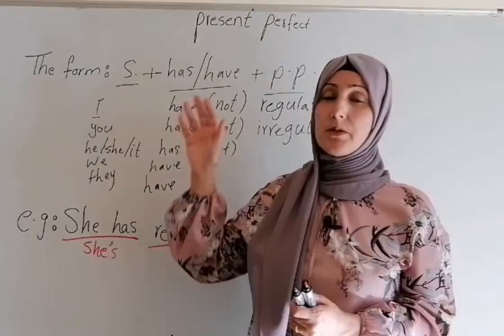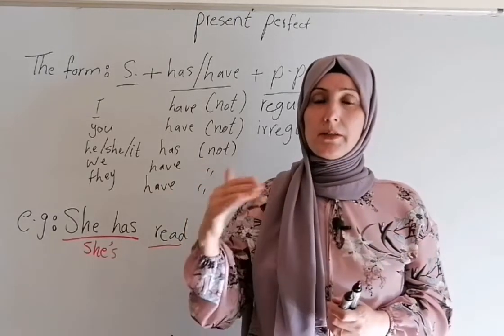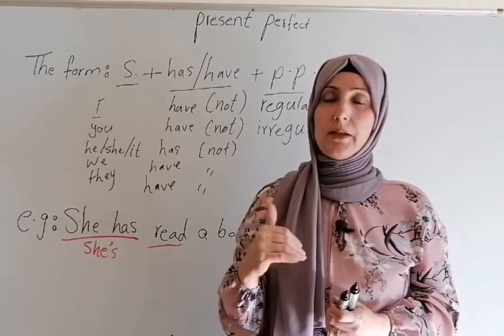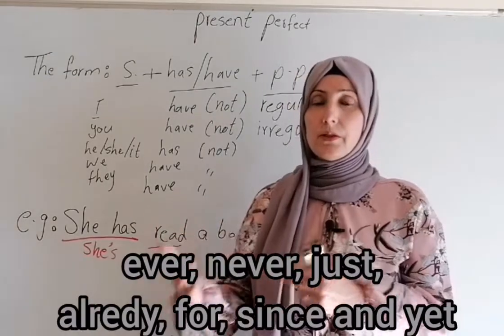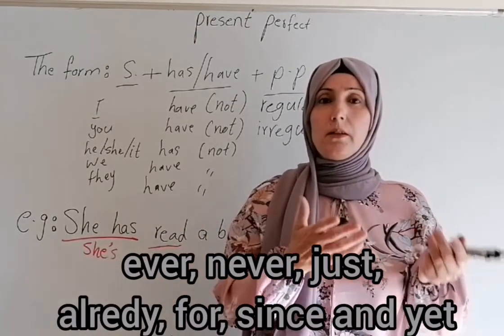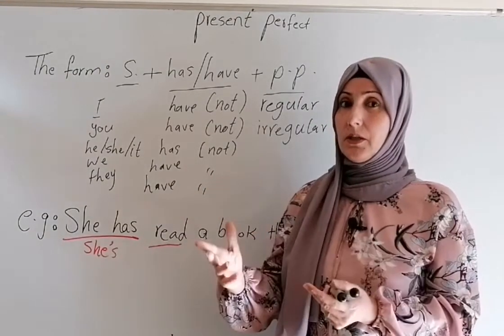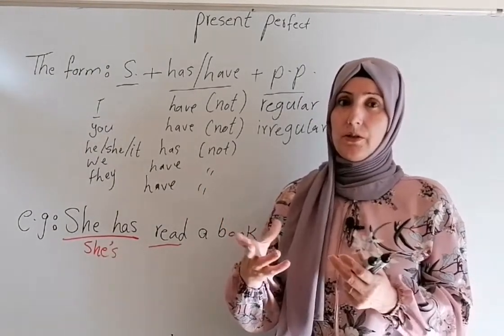As I told you, present perfect has several uses. For example, we have ever and never, we have just, we have already, we have for, since, yet. With each of these, at first, the meaning of the sentence will change a little bit.